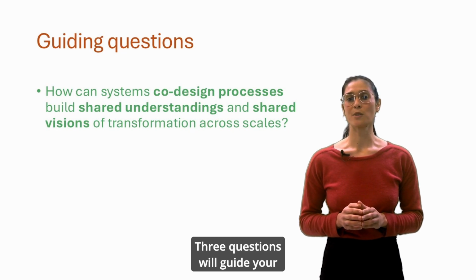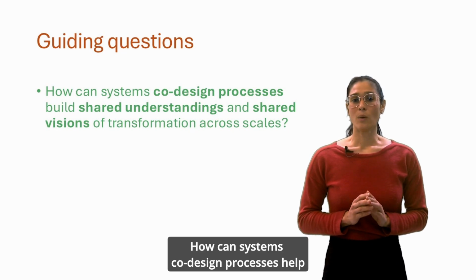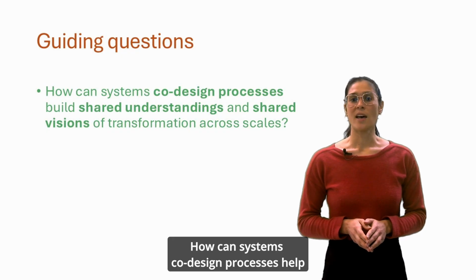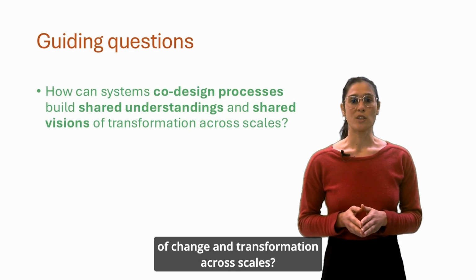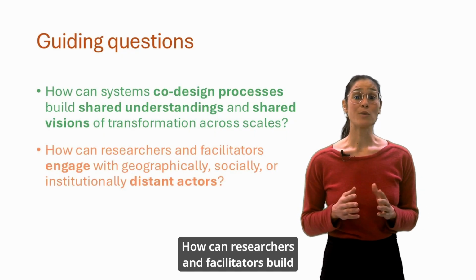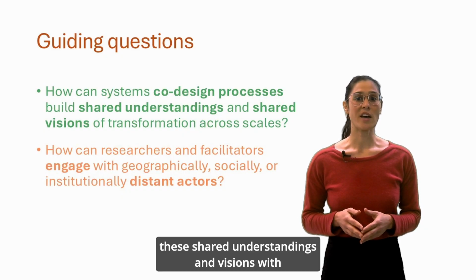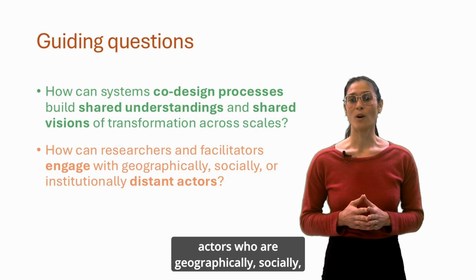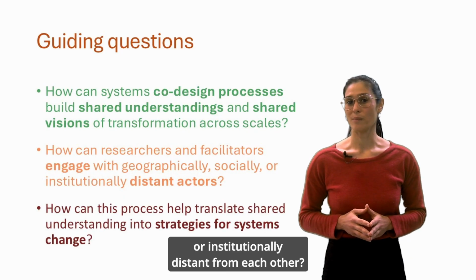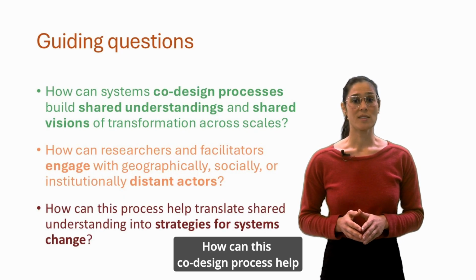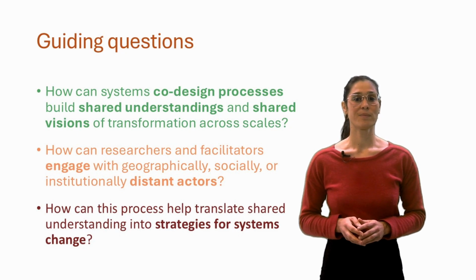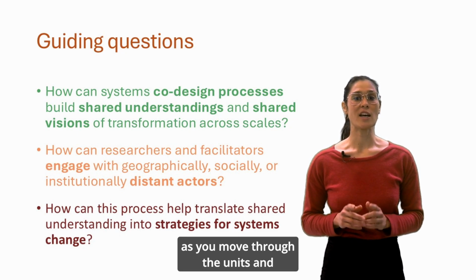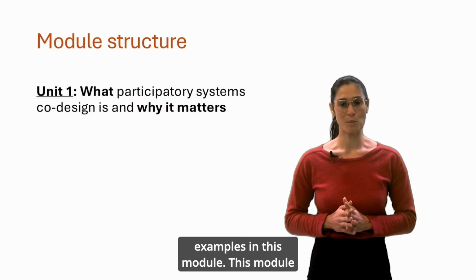Three questions will guide your learning throughout this module. How can systems co-design processes help build shared understandings and shared visions of change and transformation across scales? How can researchers and facilitators build these shared understandings and visions with actors who are geographically, socially, or institutionally distant from each other? How can this co-design process help translate shared understanding into strategies for systems change? Let's keep these questions in mind as you move through the units and examples in this module.